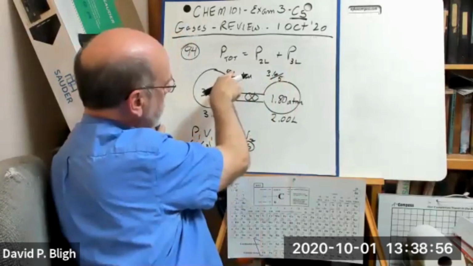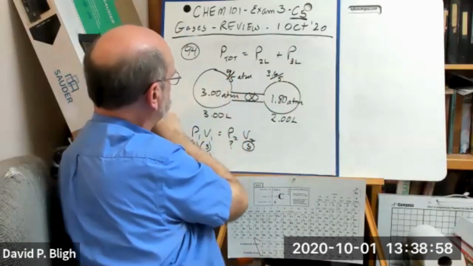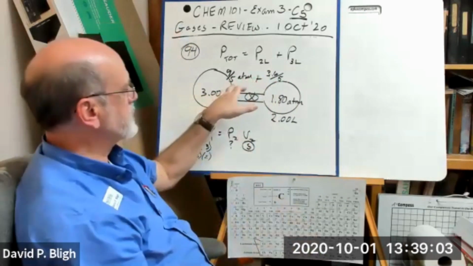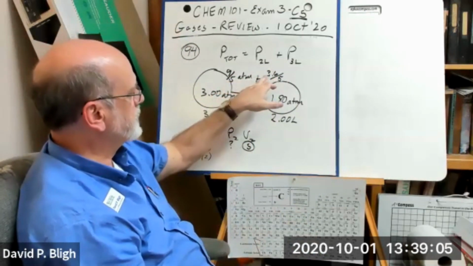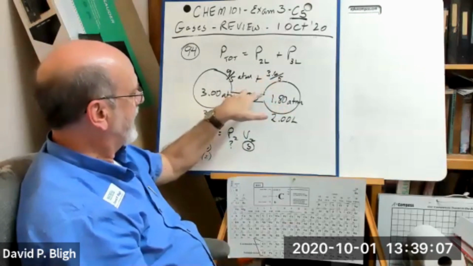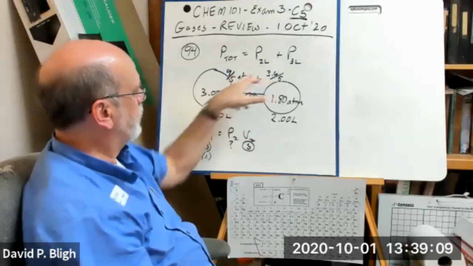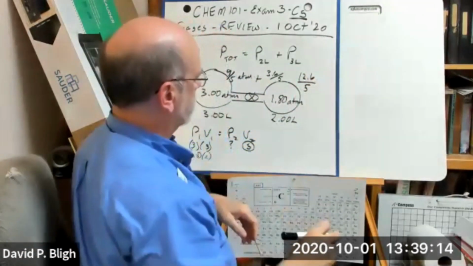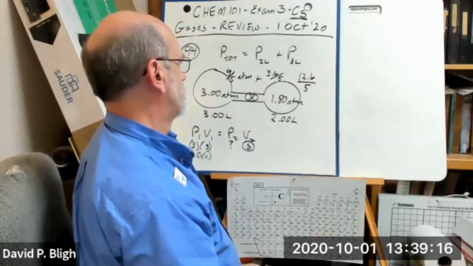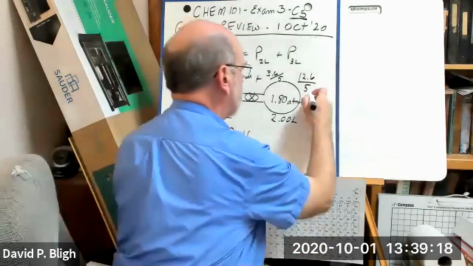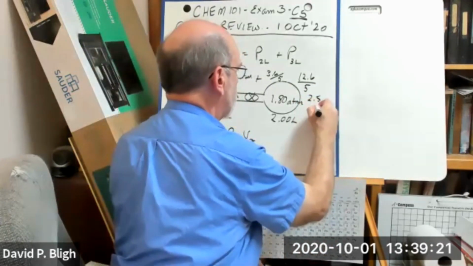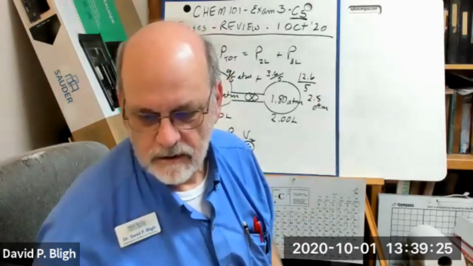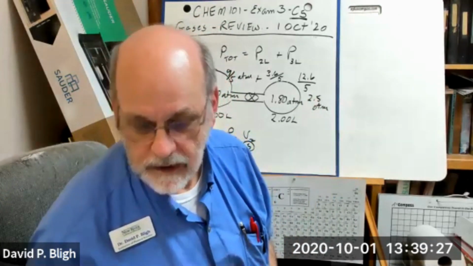Right? So now we have those are the partial pressures of each one. 9/5 and 3.6/5. Add them together. So we get 12.6/5. So that would be about 2.5 atmospheres. So let's see if we have an answer that fits 2.5. Yeah, 2.52.